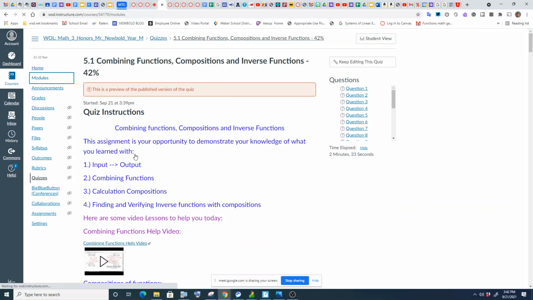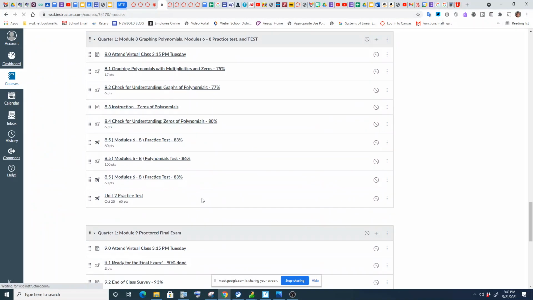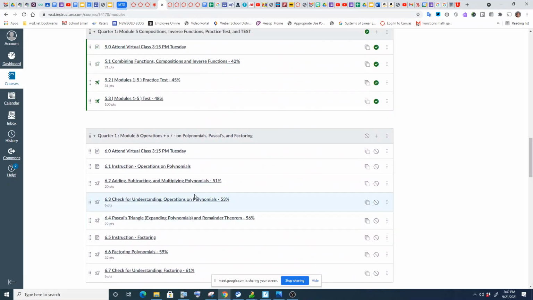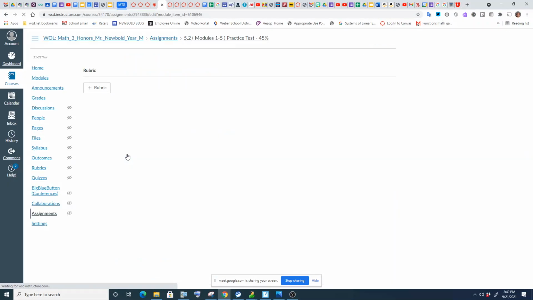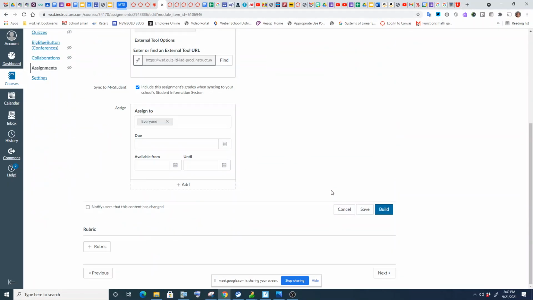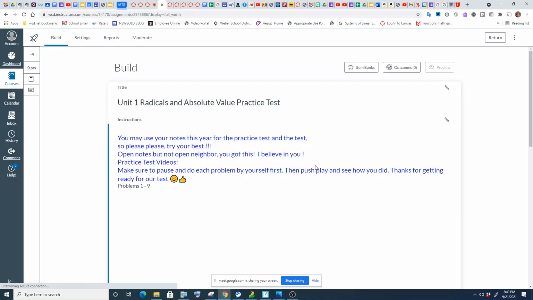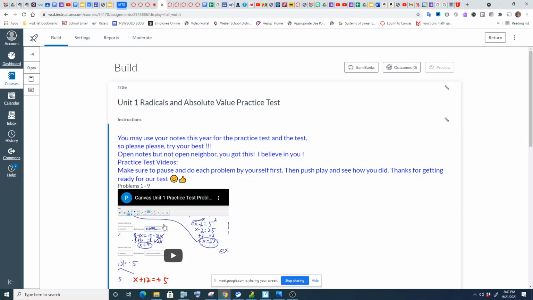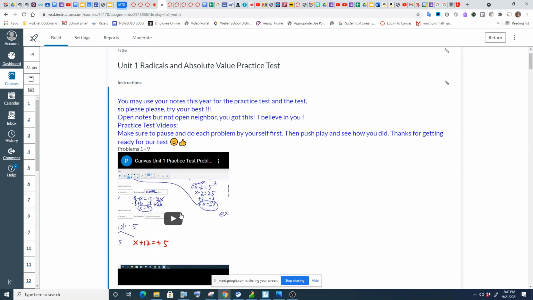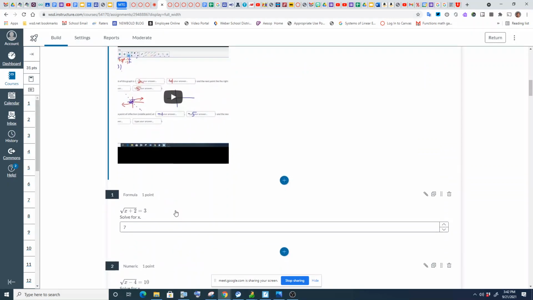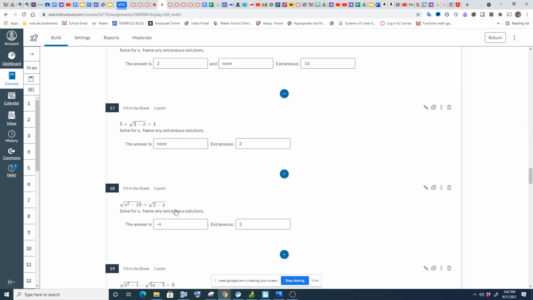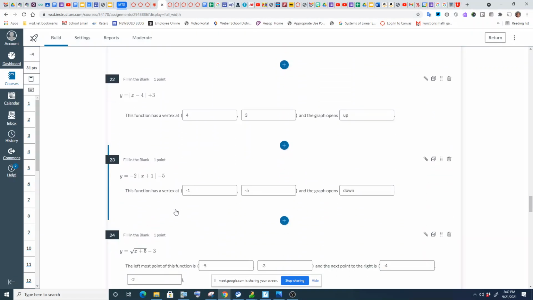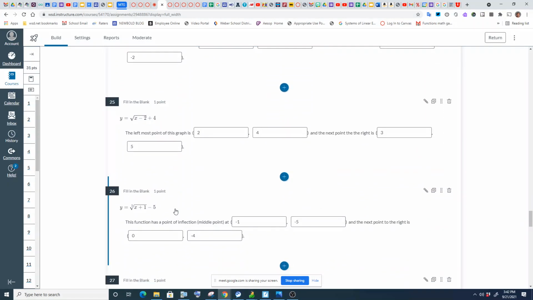And last but not least, after doing combining functions, inverses, and compositions, you're going to be doing the practice test. Woo! Getting ready to take our test. So I'm going to push the build feature. Hopefully this works and you can get in there okay and watch my videos. Radicals and absolute value practice test, as well as compositions, which is awesome. So there's our absolute value functions, and then there's also radicals, which is also awesome.